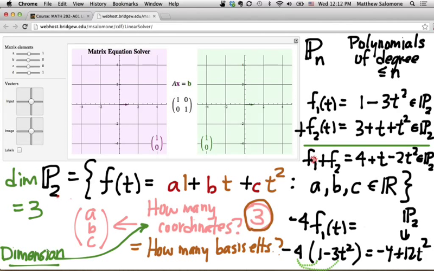So the dimension is them combined. It's either the number of coordinates or the number of basis elements. Those two have to be the same. They must be the same. We'll see why when we define precisely what a basis is. But in fact, it's linear independence that's going to guarantee that this number is the same for both of them.